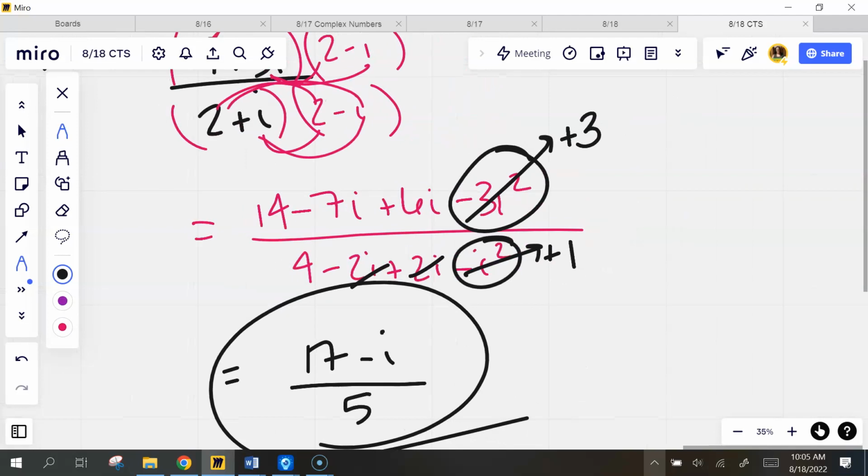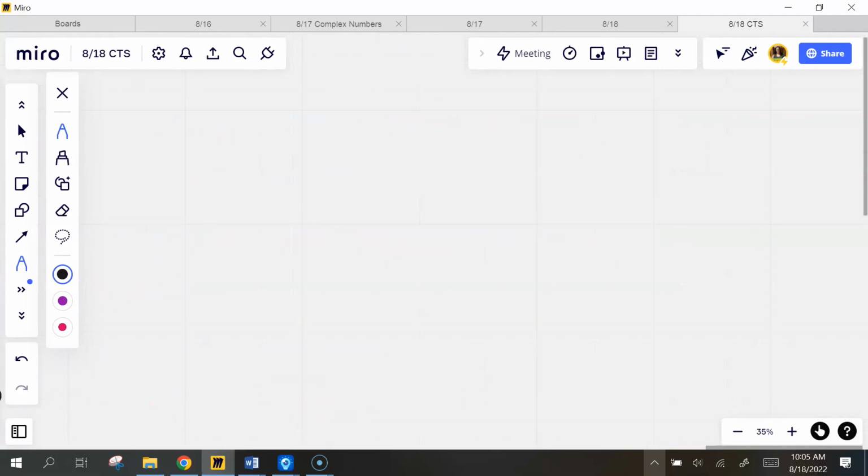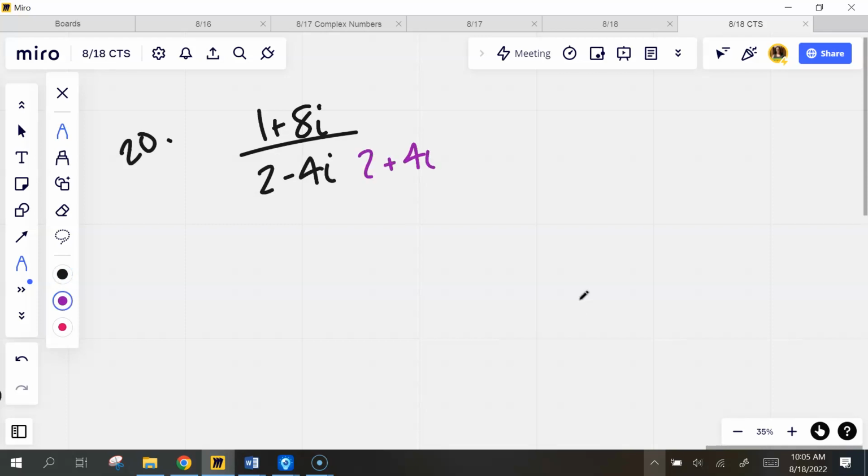20. Did you not like the ones that had the complex on the top and the bottom? All right, top and bottom, I need 2 plus 4i.